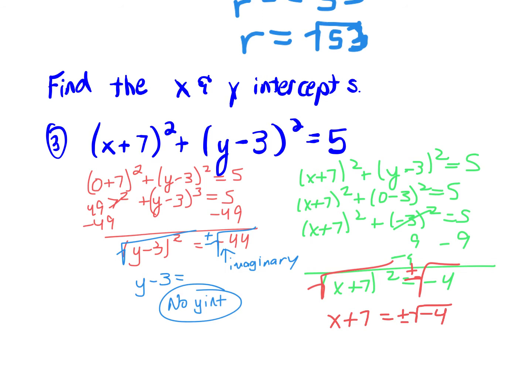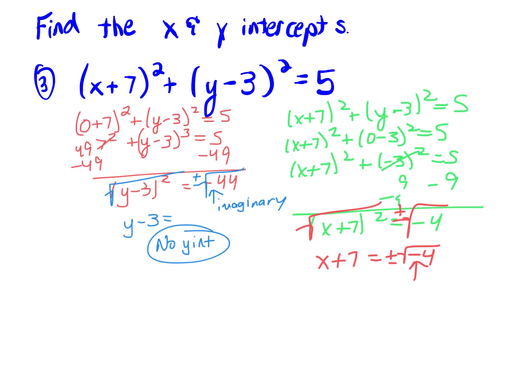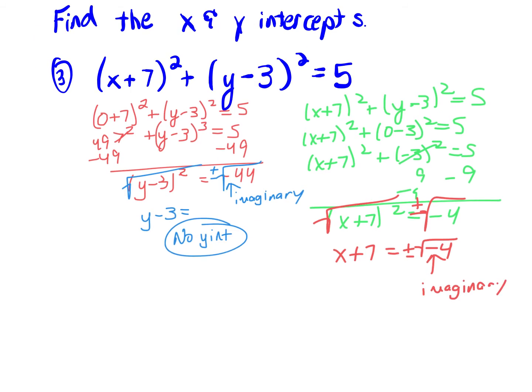If you notice, ladies and gents, there's an i there, so it's imaginary. That means this does not cross the intercept here either. So your answer would be no x-intercept. Don't just assume, though. Sometimes circles can cross one axis and not the other. So make sure you do all of the work algebraically to figure that part out.